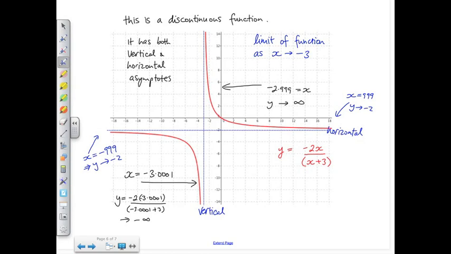And this tells us how to work out the horizontal asymptote. So if you understood just this diagram, it's probably enough on functions and discontinuity.